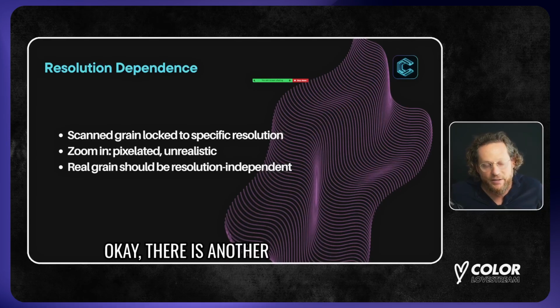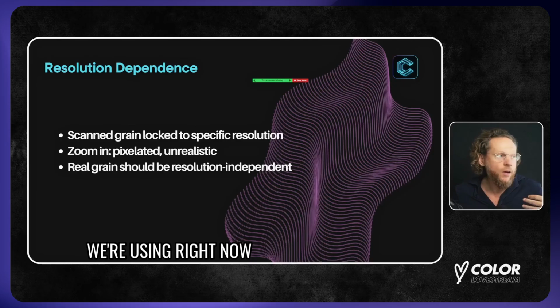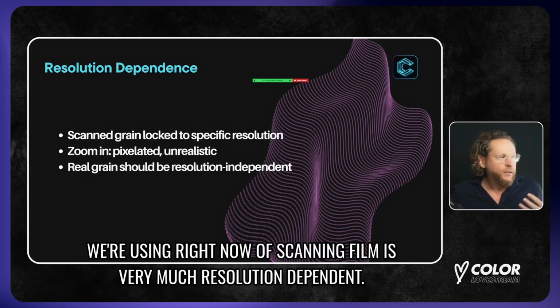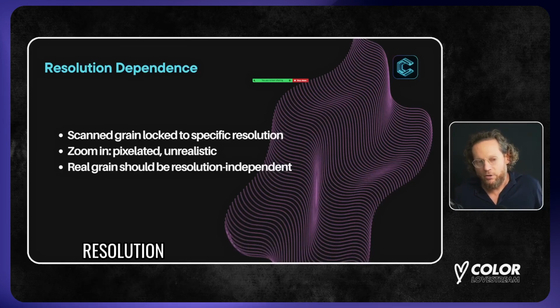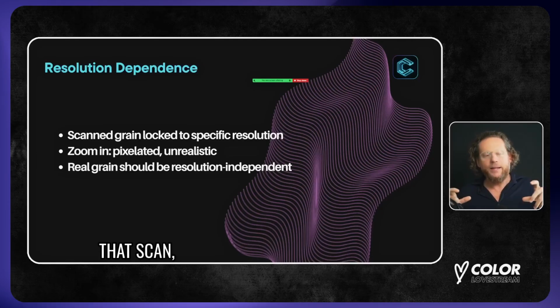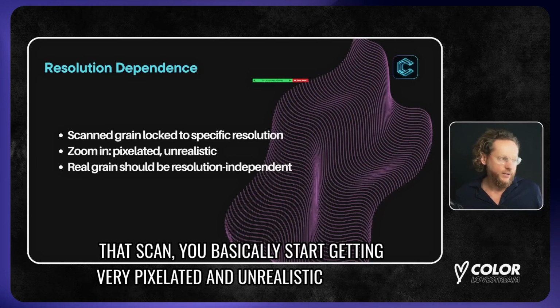Okay, there is another issue, which is that this method of work that we're using right now of scanning film is very much resolution dependent. That means that if you scan film at a certain resolution, well, that's the only resolution you're going to be able to use it at, because the moment you enlarge that scan, you start getting very pixelated and unrealistic results.